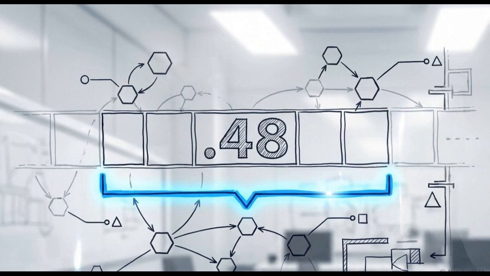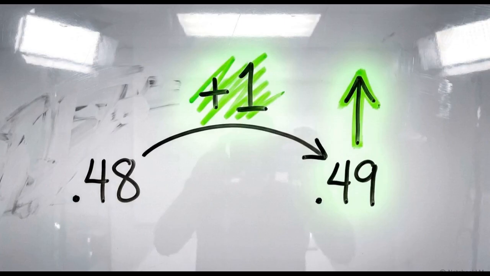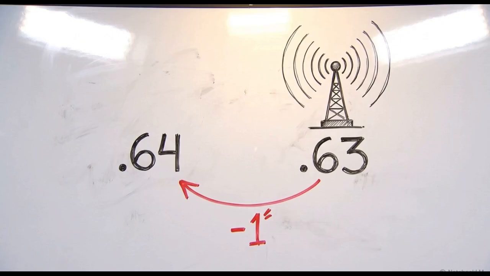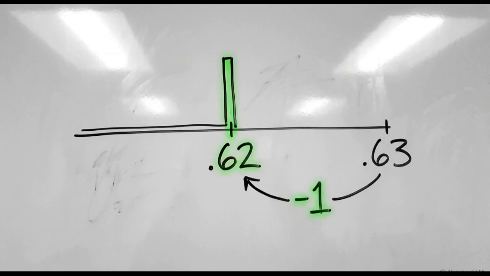The lower boundary of this block, .48, is the official network ID. By adding 1 to that network ID, we get the first usable IP, .49. The broadcast address is the next network boundary, 64, minus 1, resulting in .63. Subtracting 1 from the broadcast address gives us our last usable IP, .62.